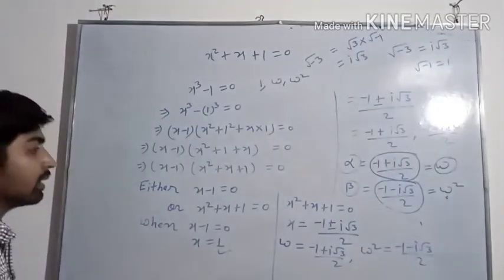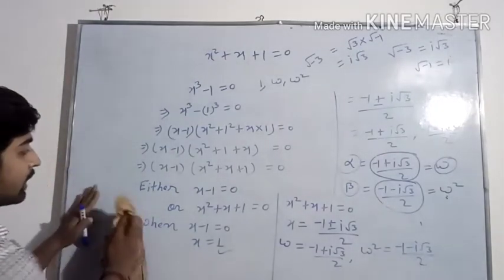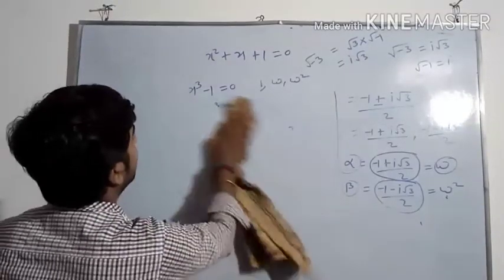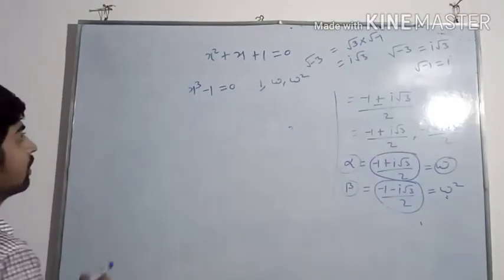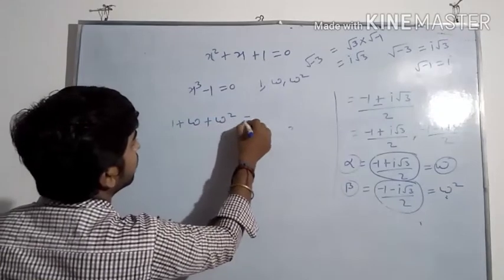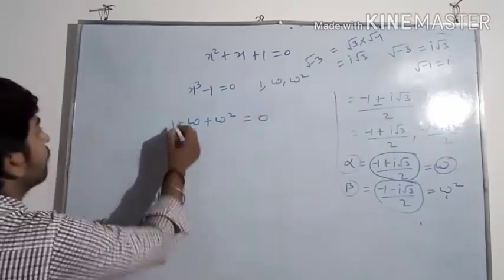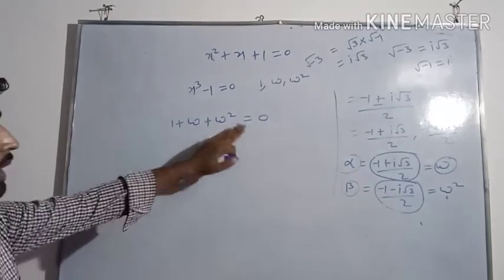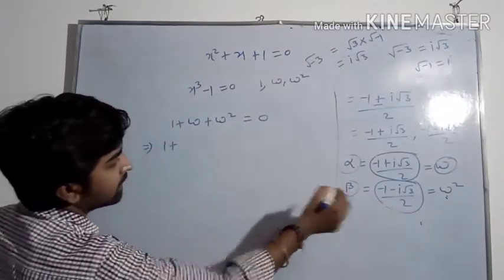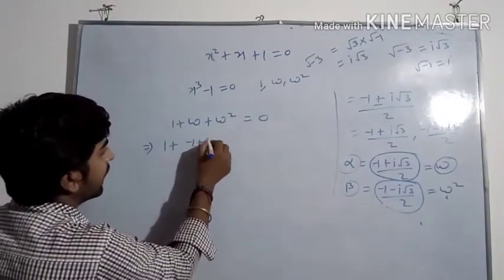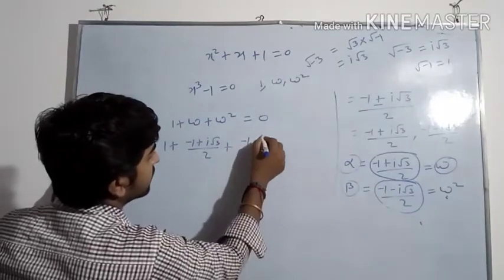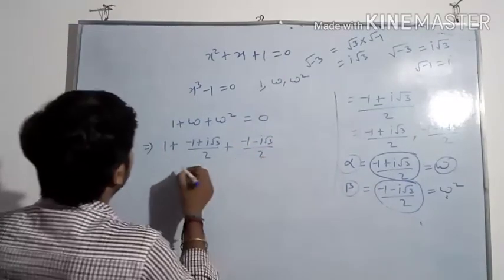And there is a relation between these roots, that is 1 plus omega plus omega square equals to 0. How? Let us prove. 1 plus omega is minus 1 plus I under root 3 by 2, plus omega square is minus 1 minus I under root 3 by 2.